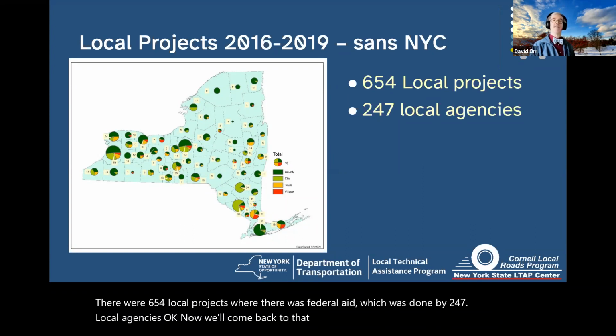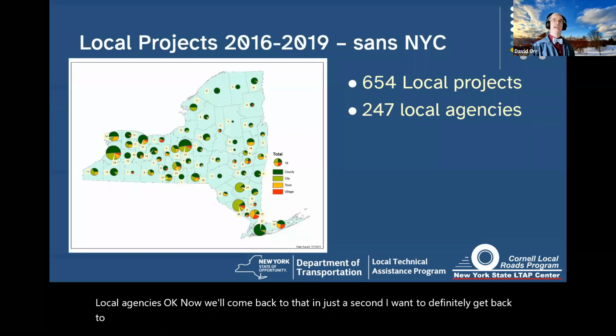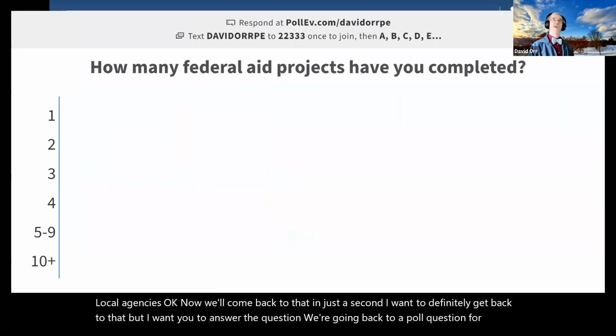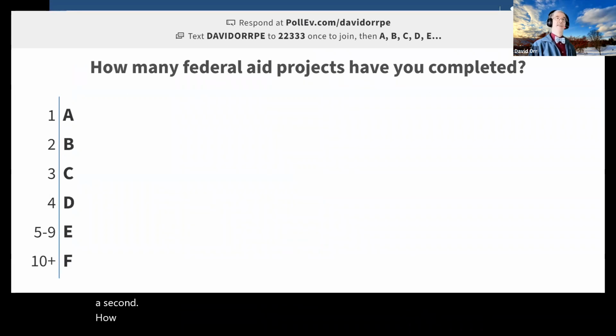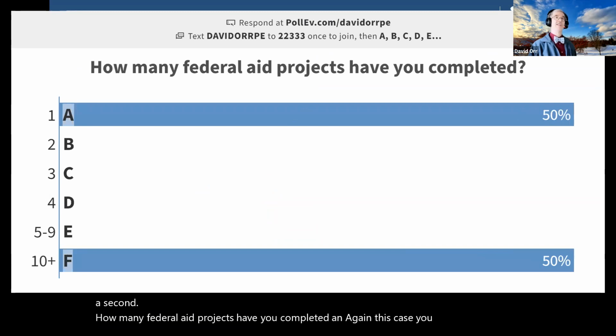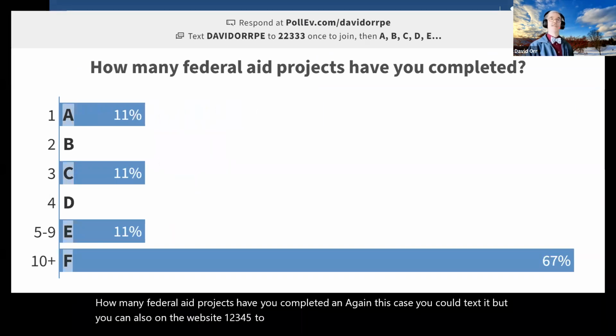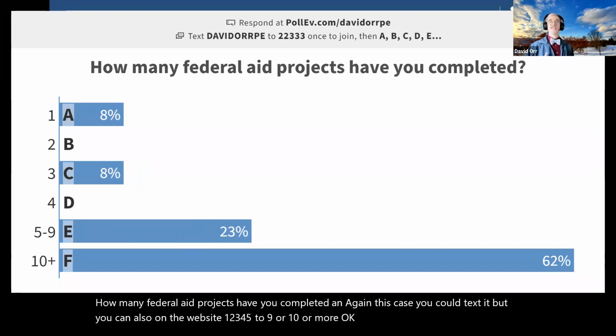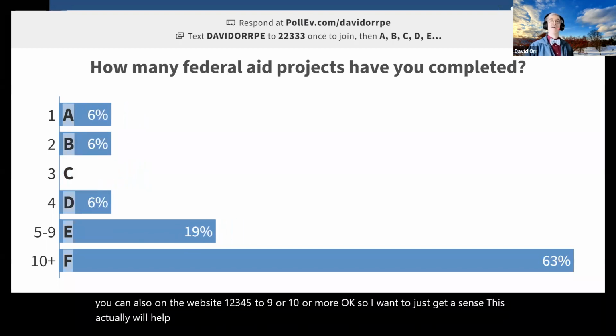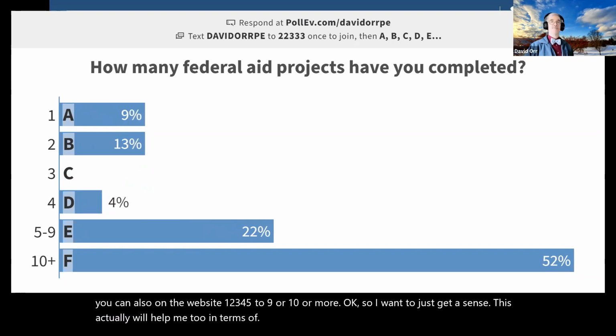I want to definitely get back to that, but I want you to answer the question. We're going to go back to a poll question for a second. How many federal aid projects have you completed? And again, in this case, you could text it, but you can also do it on the website. 1, 2, 3, 4, 5 to 9, or 10 or more. Okay, so I want to just get a sense. This actually will help me too in terms of the data that we're looking at.